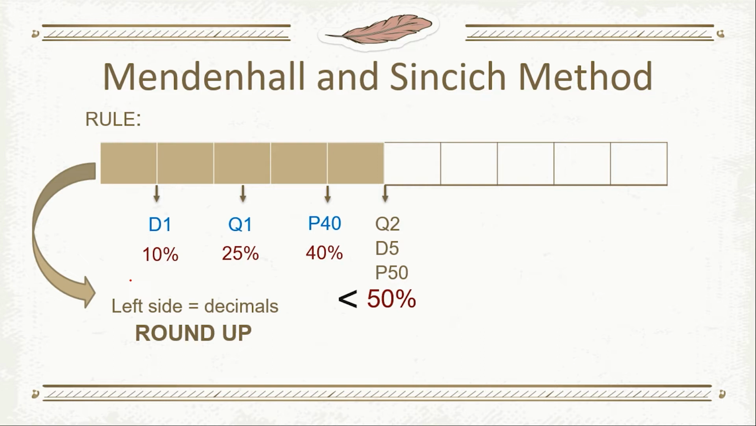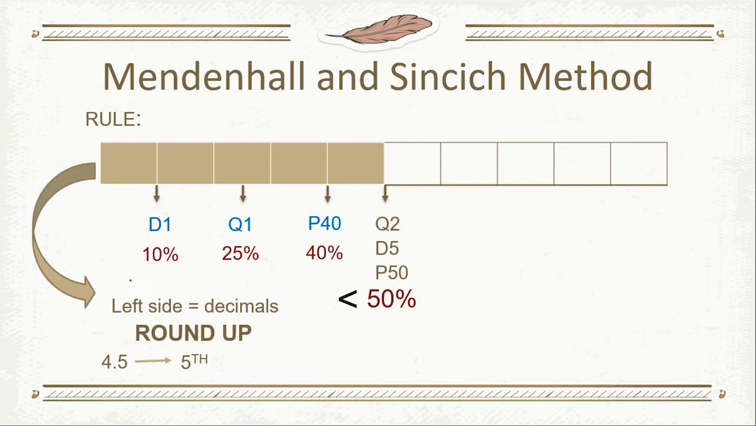Okay, so let's say for example, we have 4.5. That means ang position na ilulocate natin ay nasa 5th. Okay, so in your previous lesson, kapag decimal point natin is 0.5, therefore kailangan natin siyang i-round up. Pero dito sa Mendenhall and Sinsich method, i-disregard natin yung mga rules na i-round up natin or i-round down natin. So dito is kapag nasa left side siya at meron tayong decimal points, kailangan natin siyang i-round up.